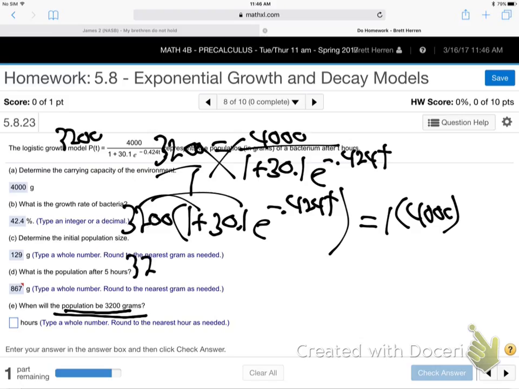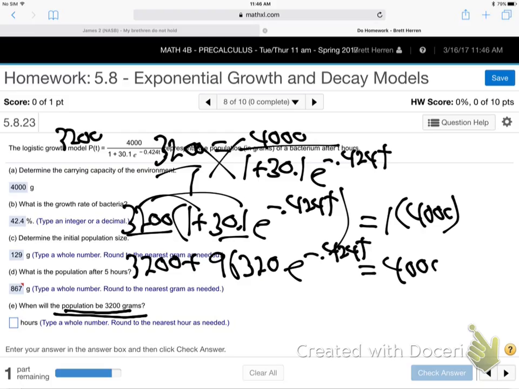So 3,200 times 1 is just 3,200. 3,200 times 30.1. Somebody get that for me in a calculator? It's going to be 9,6 something big. 96,320. Thank you. Plus 3,200 e to the minus 0.424t equals 4,000. We good to there so far? I just distributed through those parentheses. Is that okay? How we doing?